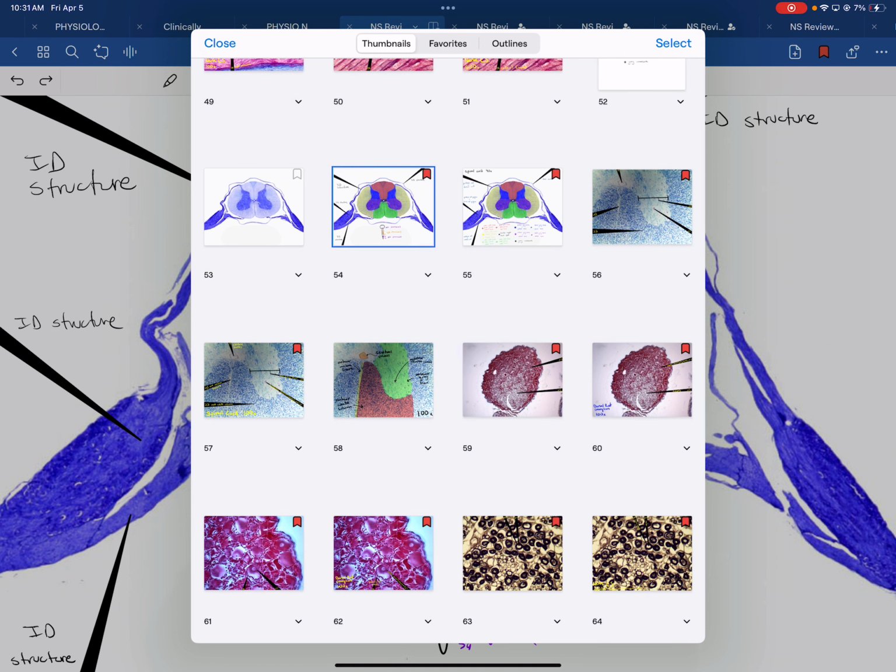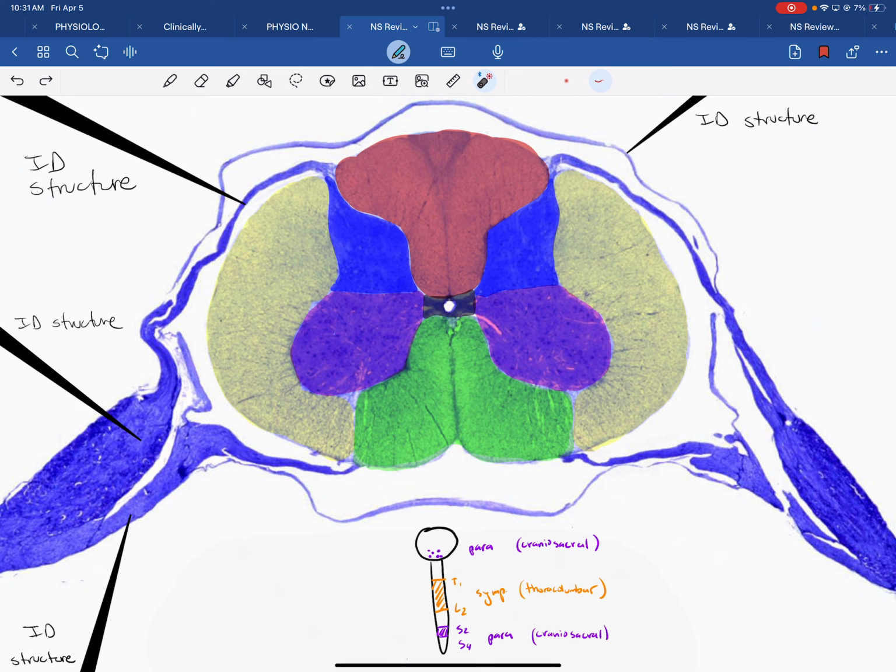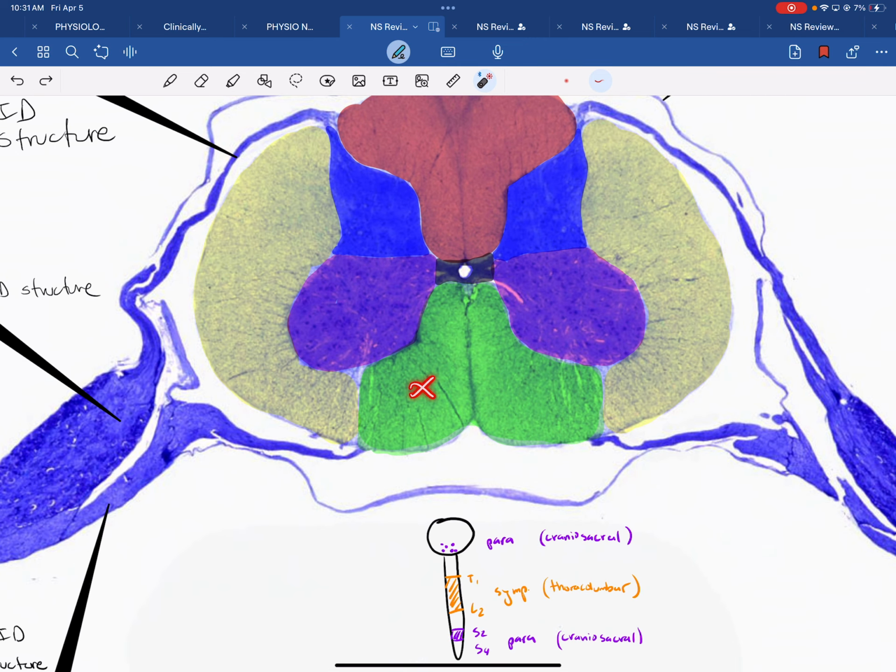Can you please repeat what is in the anterior? Yeah, we're trying to figure out what the anterior funiculus is. Well, it's white matter. White matter is a bunch of myelinated axons. These axons are ascending and descending, and bundles of axons are called tracts. So there are ascending and descending tracts in the anterior and lateral funiculi, and only ascending tracts in the posterior funiculi.